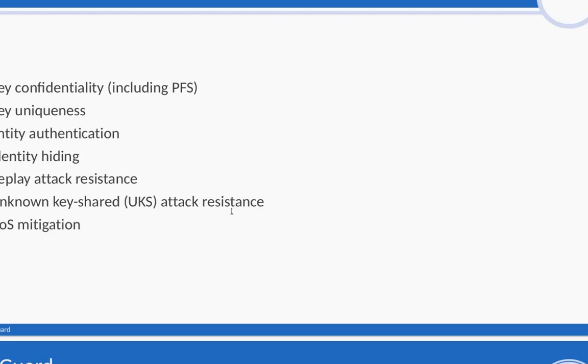WireGuard prevents both. One easy way to prevent an unknown key share attack is to simply mix the identities of both parties into the final session keys. And WireGuard doesn't do this. Instead, it mixes the Diffie-Hellman results of the long-term key pairs into the chaining key material. And as we'll see in a bit, this design choice will have some consequences when we migrate to the post-quantum world.